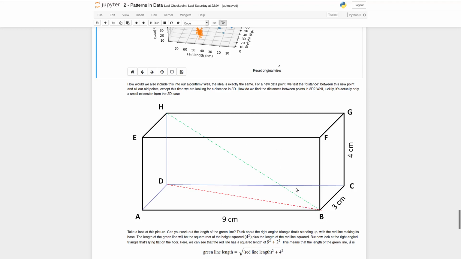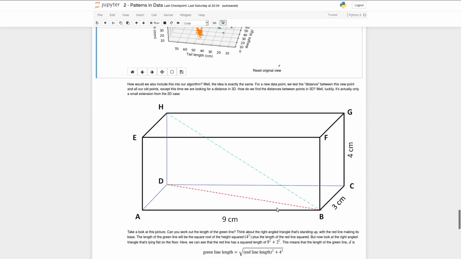Well, you might be able to see here, there's a kind of standing up right angled triangle, right? So if we knew the length of this red line, and we know the length of this height, because it's given here, it's 4 centimeters, then we could calculate the length of the green line by saying it's going to be the square root of this red line squared plus the height squared. It's just Pythagoras, because you can just see this right angled triangle here.